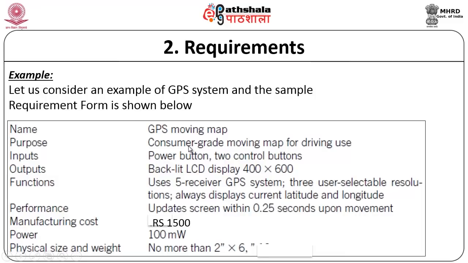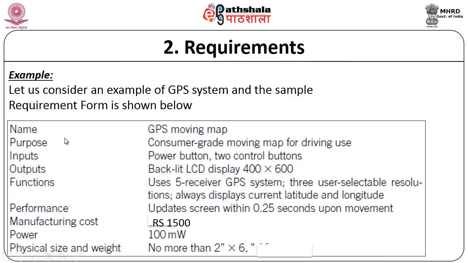So let us look into a specific example, which is a GPS navigation system. Nowadays people are using GPS navigation systems with cars and other things. If this is a system I want to develop, then I need to provide a form to the customer. That is nothing but a requirement form. In this requirement form, all these left-hand side things will be there. They need to fill up against each one.